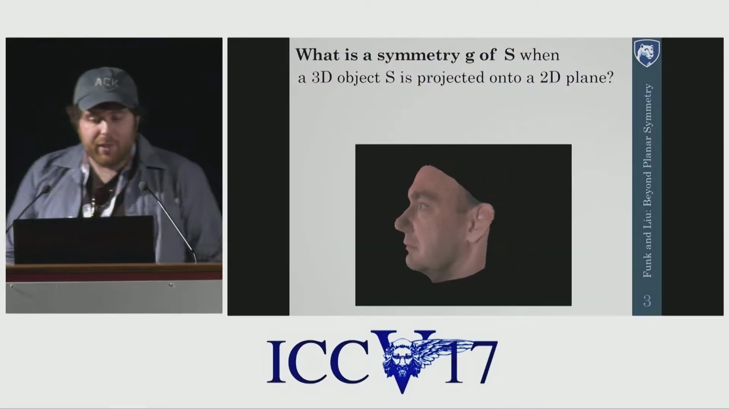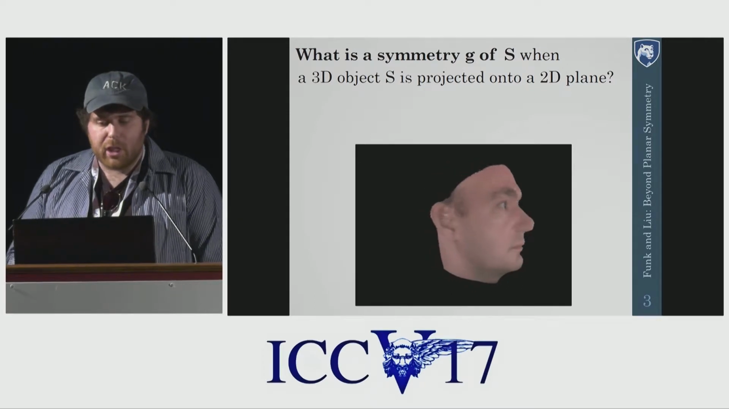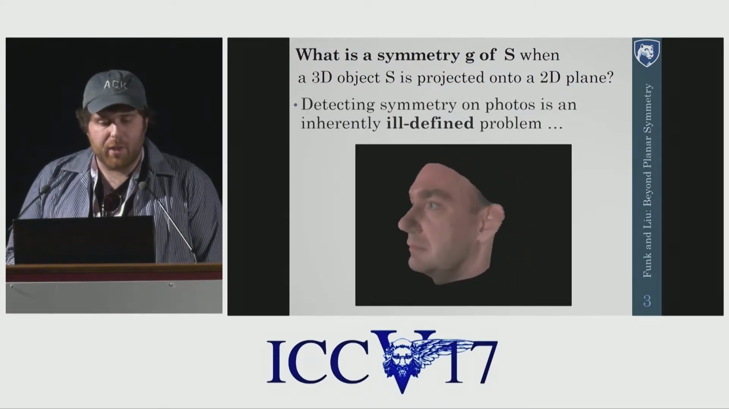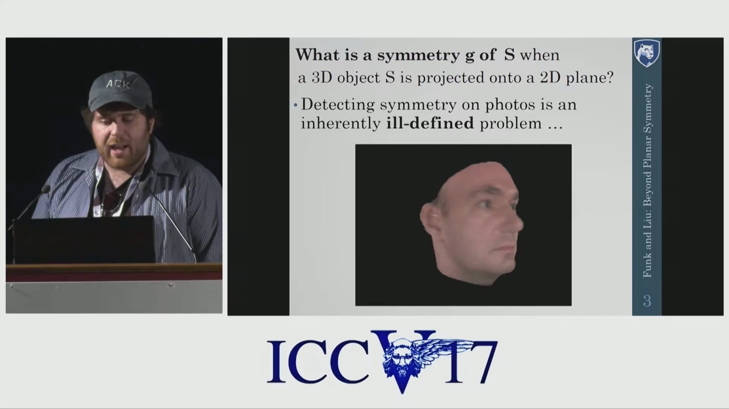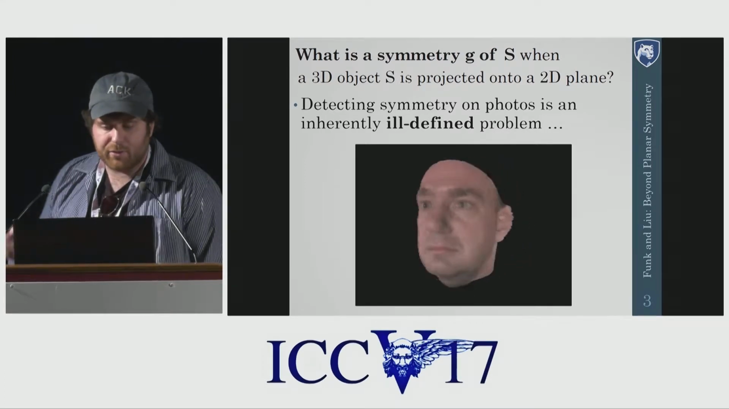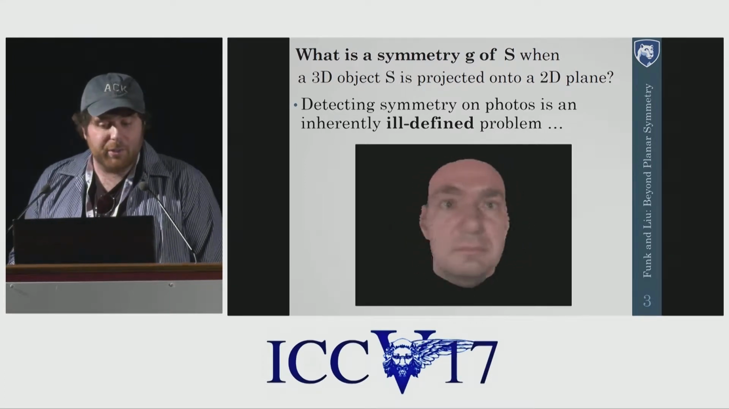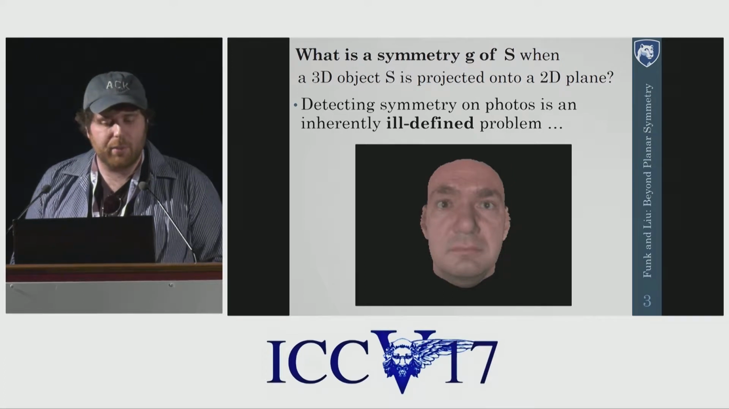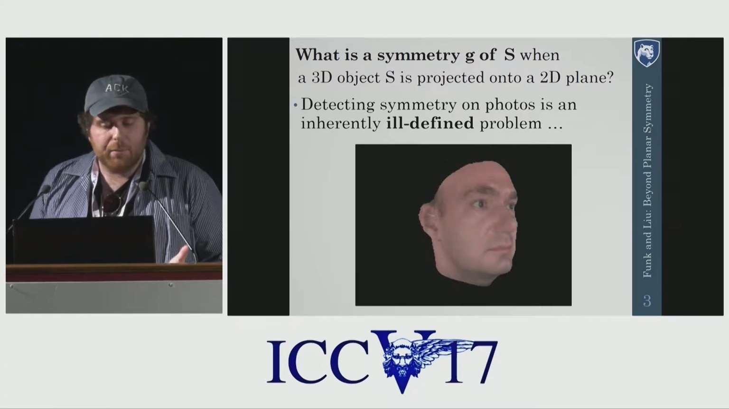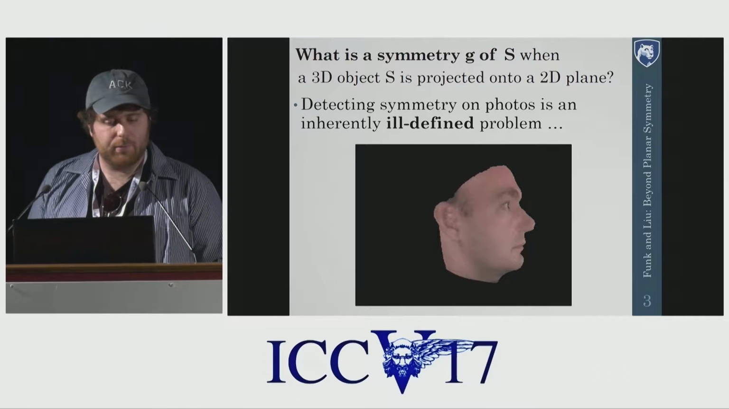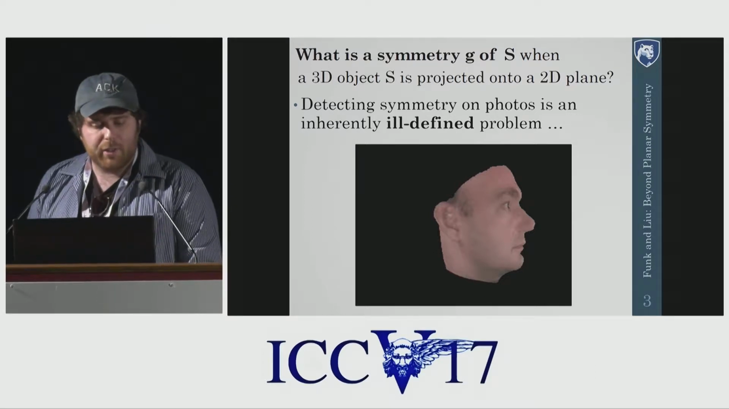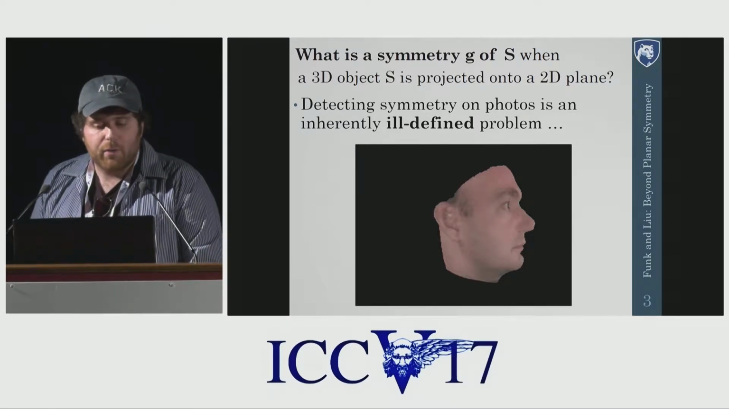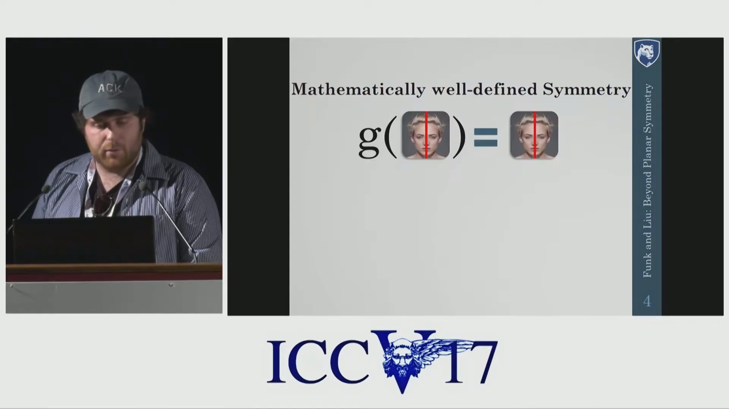We live in a 3D world, and photos are 2D projections of this 3D world. Thus, symmetries in a photo are an inherently ill-defined problem. For example, does this face have bilateral symmetry? Now it does in a 2D plane. Now it has an out-of-plane reflection. What about now? 3D symmetry leads to a dilemma for projected 2D symmetries.